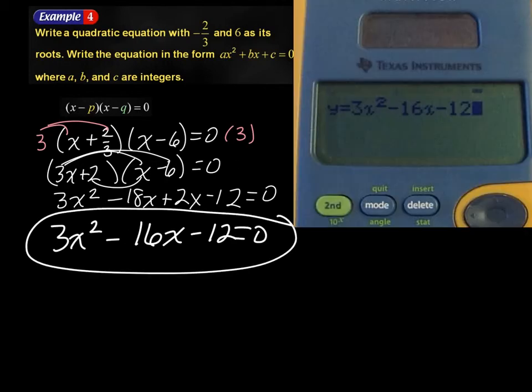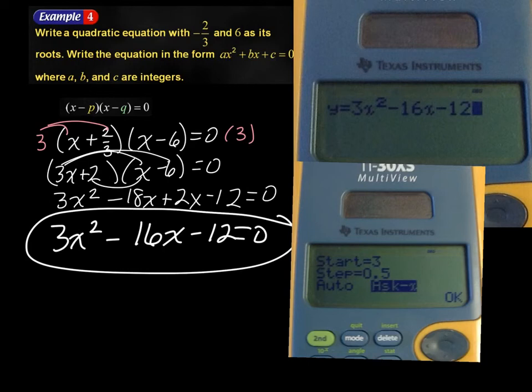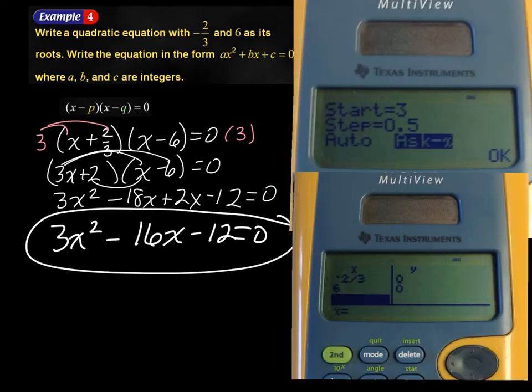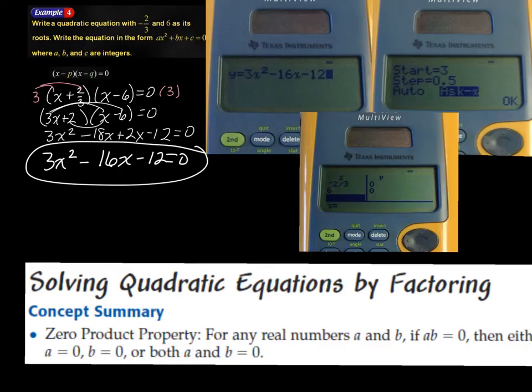I thought this would be a good opportunity to show you how to use the ask feature in your table. So I put this in the table. After I hit enter, I switched it to ask instead of auto. And then I typed in the two values we were interested in, negative 2/3 and 6, and wouldn't you know, they both gave us zeros. You could have also used algebra to look for the zeros, but I thought it would be fun to look at what your calculator will do.